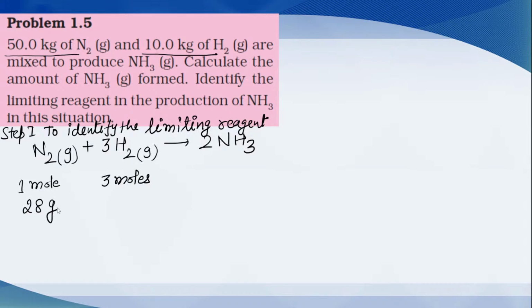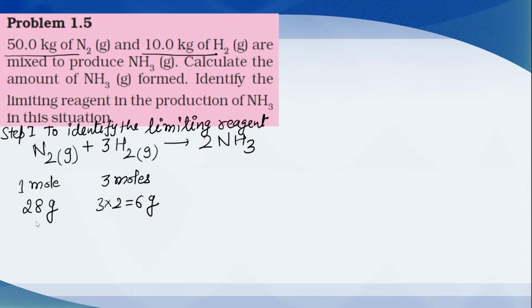28 gram, because that is the molar mass of nitrogen gas. Then what is the molar mass of hydrogen gas? That is 2, and 3 moles are there, so 3 into 2 means total 6 gram. So 28 gram of nitrogen needs 6 gram of hydrogen to react completely.